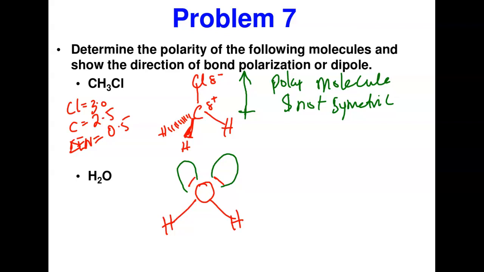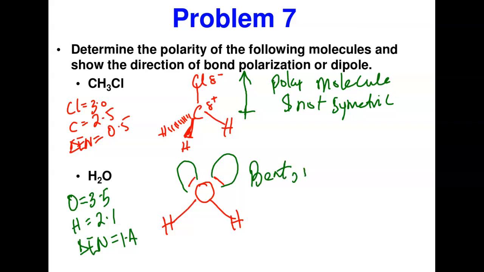Again, remember, oxygen has an EN of 3.5, hydrogen 2.1. So the difference between them is actually very, very high. If you check it, it's going to give you about 1.4. That is actually a strong difference in electronegativity. Now, however, this molecule is not a linear molecule. The shape of this molecule is bent. And bent molecules are non-symmetric. Because it is non-symmetric and has a polar covalent bond, it is a polar molecule.